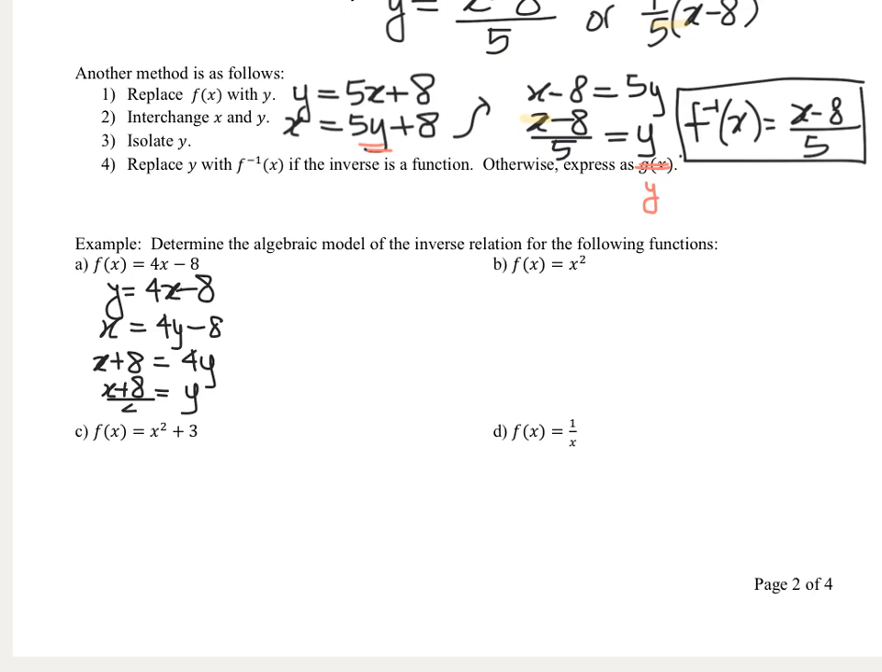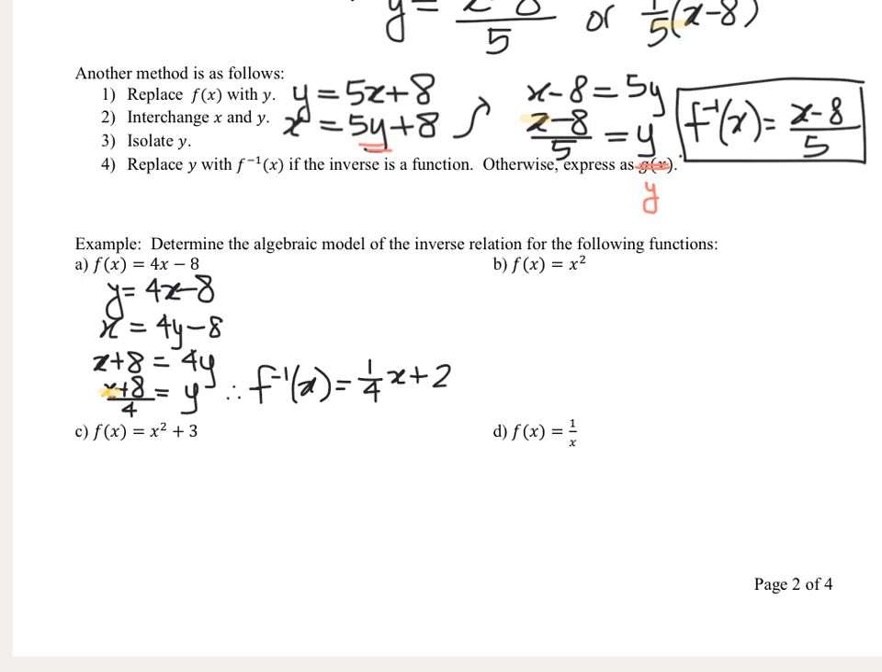Again, taking a look at the placement of our x, it's in the numerator, so that means that this is a degree 1 polynomial, so this is actually a linear function. Okay, it's a line with a slope of 1 over 4 and a y-intercept of 2, so that means that we can express this as a function. So therefore, f inverse x is equal to 1 over 4x plus 2.